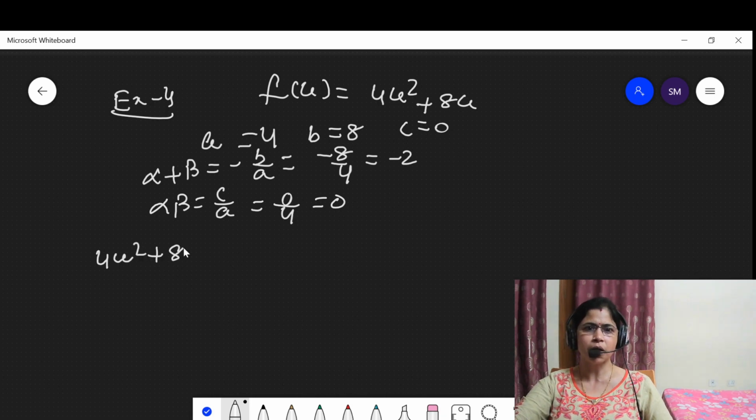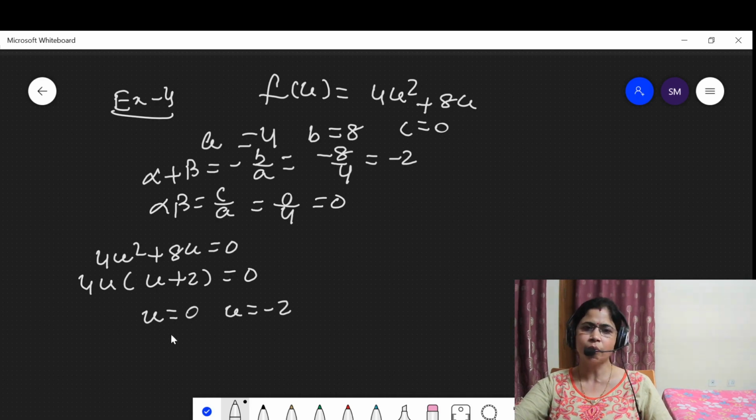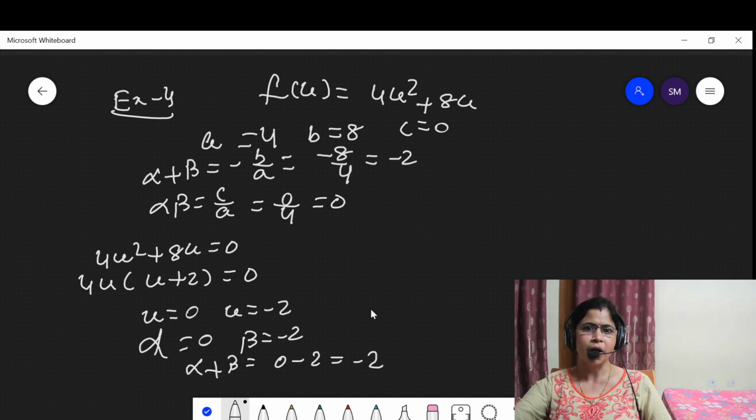Now here let us find out the zeros of the polynomial. 4u square plus 8u is equal to 0. Taking 4u common, this is u plus 2 is equal to 0. Then one zero is u is equal to 0, another is u is equal to minus 2. Here alpha is equal to 0 and beta is equal to minus 2. Then alpha plus beta is 0 minus 2, which is equal to minus 2.